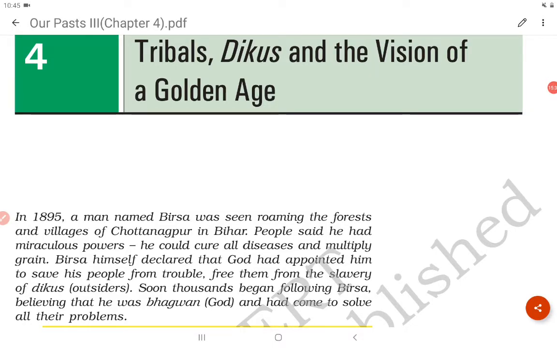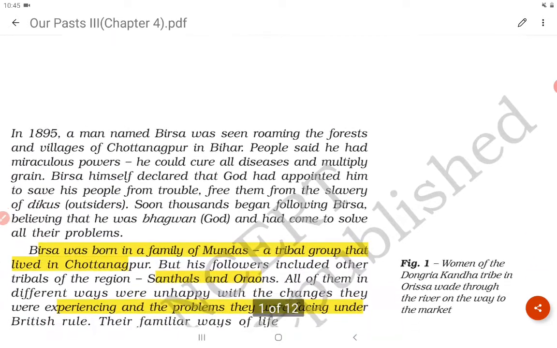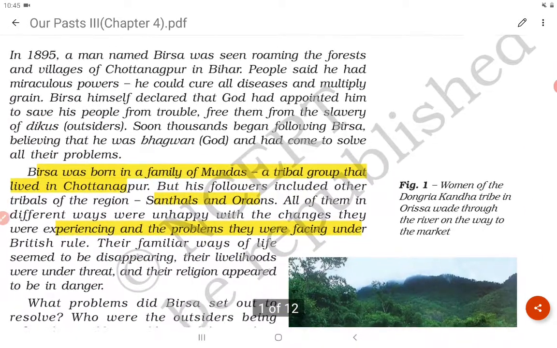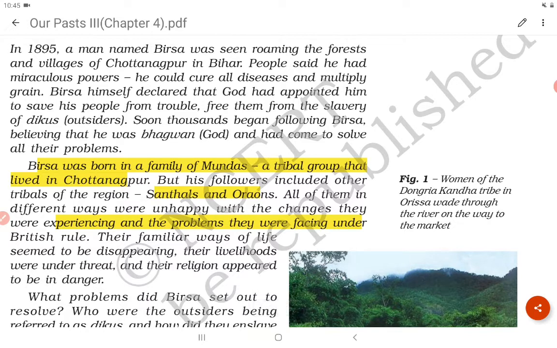So, chapter number 4: Tribals, Dikus, and the Vision of a Golden Age. In 1895, a man named Birsa was seen roaming the forests and villages of Chota Nagpur Plateau in Bihar. People said he had miraculous powers. He could cure all diseases and multiply grain.